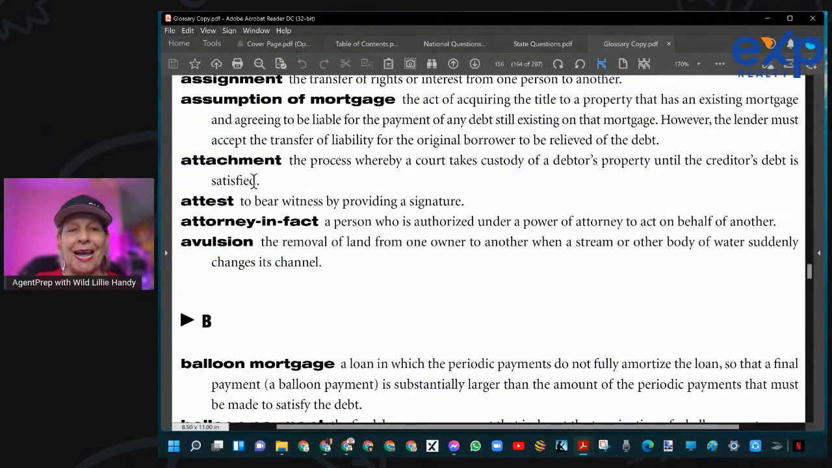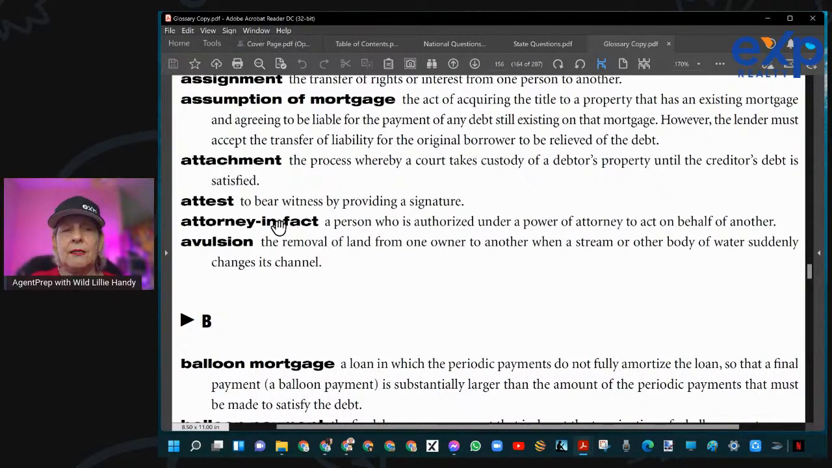Attachment, the process whereby a court takes custody of a debtor's property until the creditor's debt is satisfied. So there's going to be a lien or something attached to the property until that debt gets taken care of. So some attachments are a lien or a judgment.